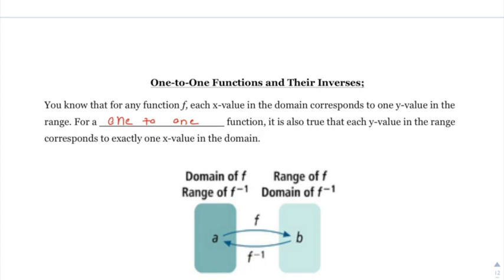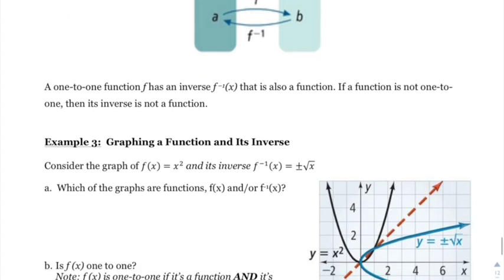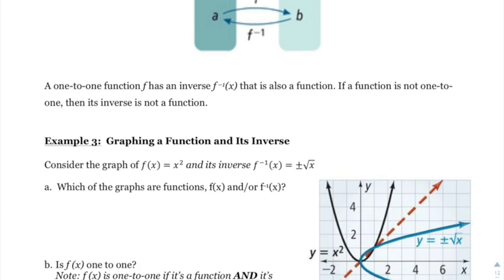So basically what it's saying is it's a function both ways. The inverse is a function and the regular relation is a function. They call it one-to-one. Each x value has one y value and each y value has one x value corresponding to it. A one-to-one function f has an inverse, f inverse x right here, that is also a function. If a function is not one-to-one, then the inverse is not a function. That's basically what that is saying right there.